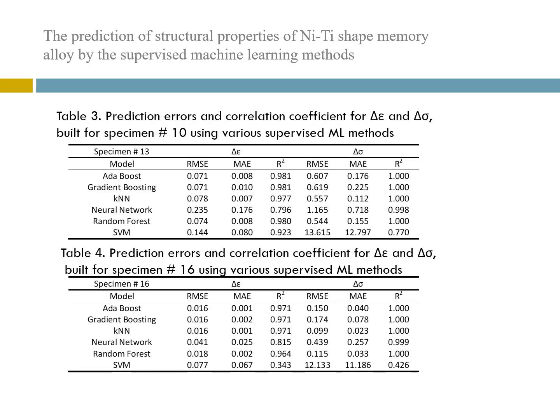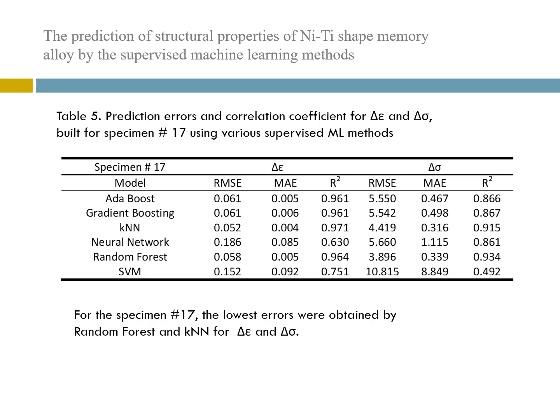Tables 3 and 4 show prediction errors and correlation coefficient for delta epsilon and delta sigma built for specimen number 10 and 16, respectively using various supervised machine learning methods. Table 5 shows prediction errors and correlation coefficient for delta epsilon and delta sigma built for specimen number 17 using various supervised machine learning methods. For the specimen number 17, the lowest errors were obtained by random forest and KNN for delta epsilon and delta sigma.